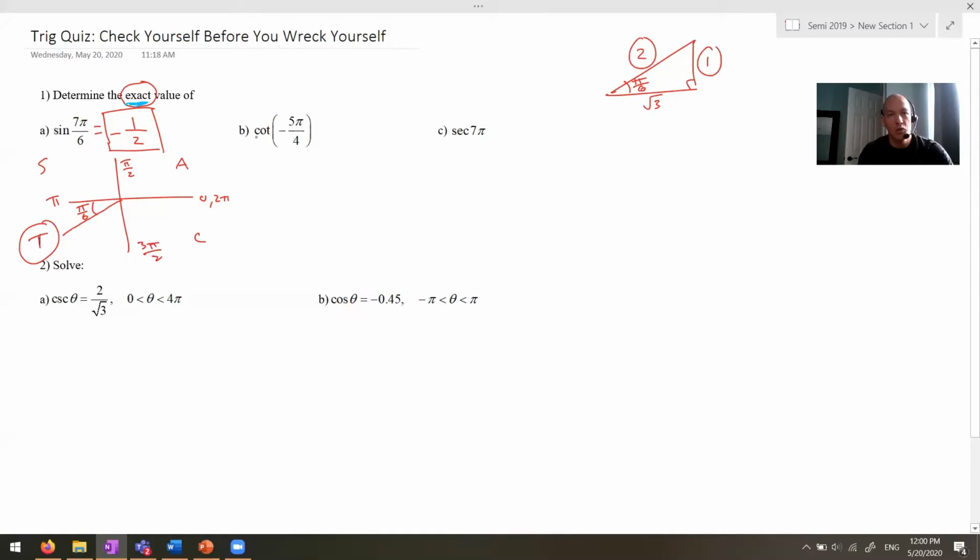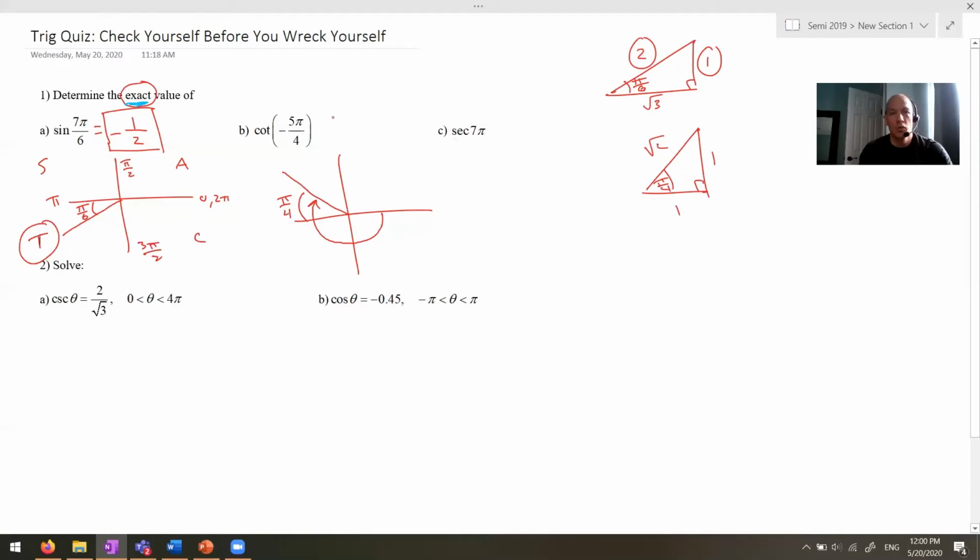For the next one, cotan of negative 5 pi over 4. So let's draw a negative 5 pi over 4, starting at the positive x-axis going in the negative direction, and we're going over here. Okay, so this gives me a reference angle of pi over 4. 5 pi over 4 is like 4 pi over 4 plus an extra pi over 4. So now we've got to look at the special triangle here. This is pi over 4.